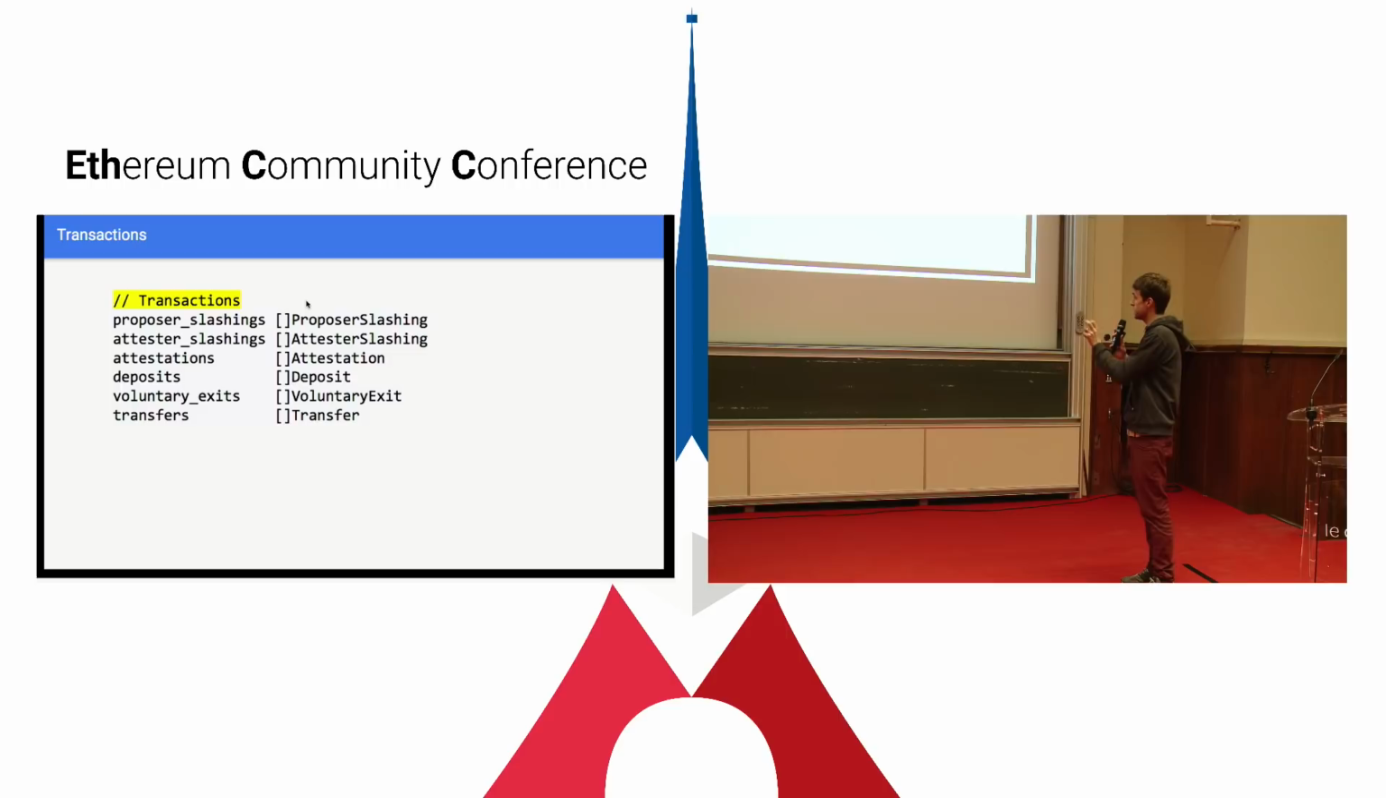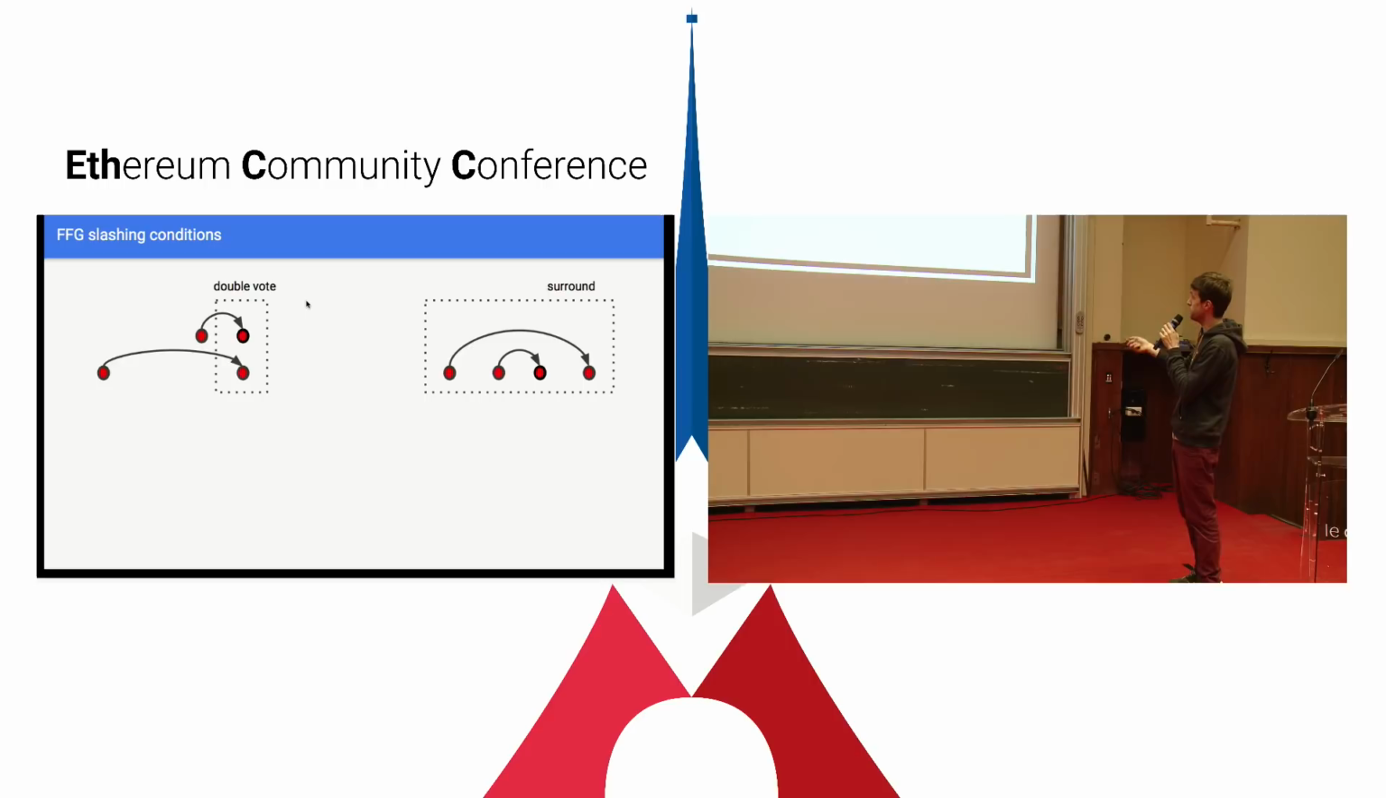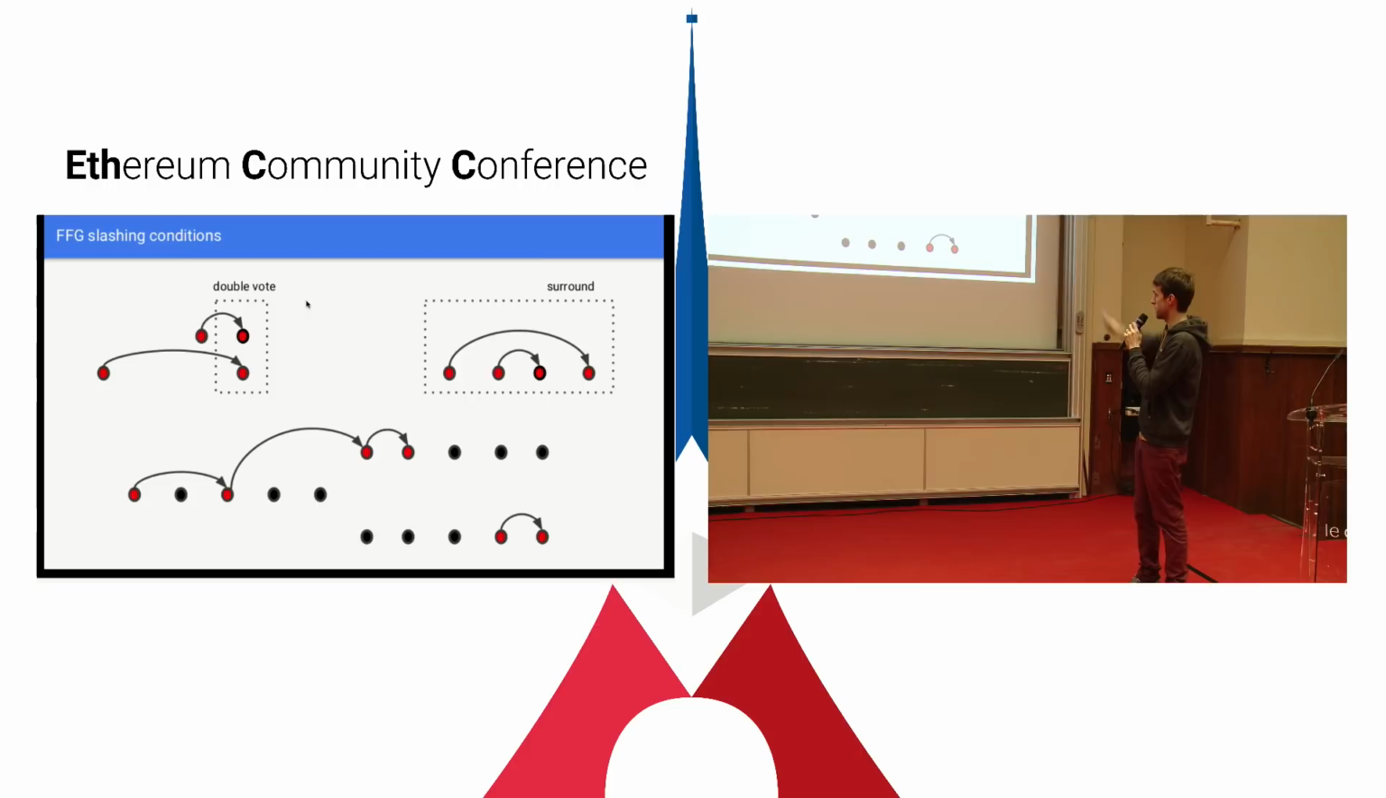Attester slashing is basically the two slashing conditions in Casper FFG. One is called no double vote, and the other is called no surround. I'll share these slides so you can look at them. But one of the cool things is that with these two slashing conditions, you have safety.